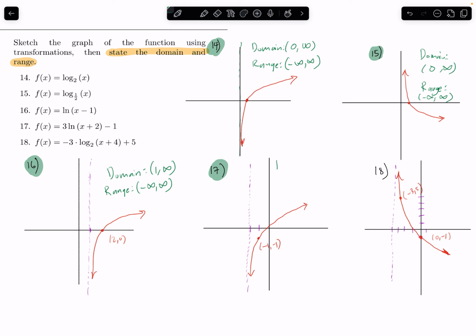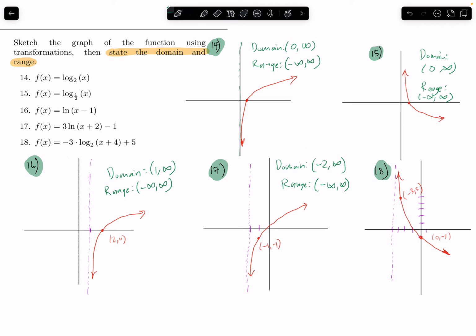Okay, number 17, domain. This is a shift 2 to the left. So that's from negative to positive infinity. And then the range. So notice in the range, I did shift the graph down by 1, but I'm going all the way down to negative infinity anyway, and all the way up to positive infinity. So that still doesn't change. Negative infinity to positive infinity still. And then the last one, number 18.